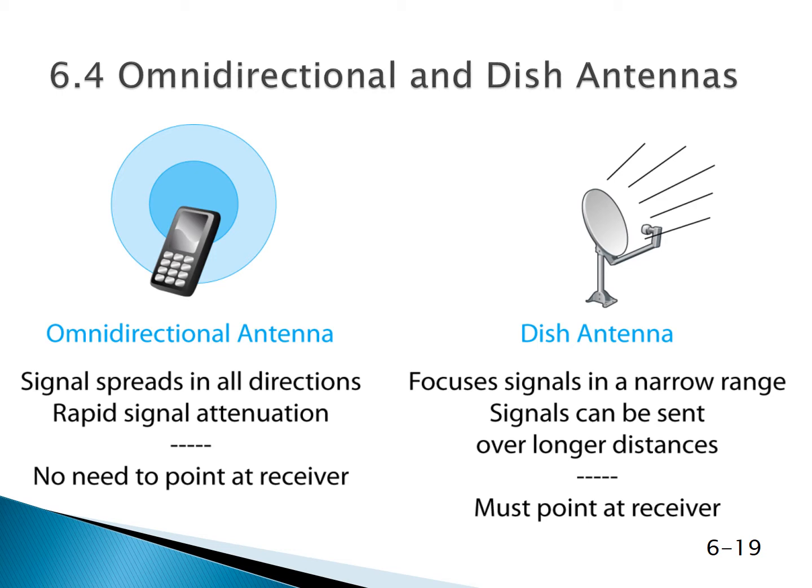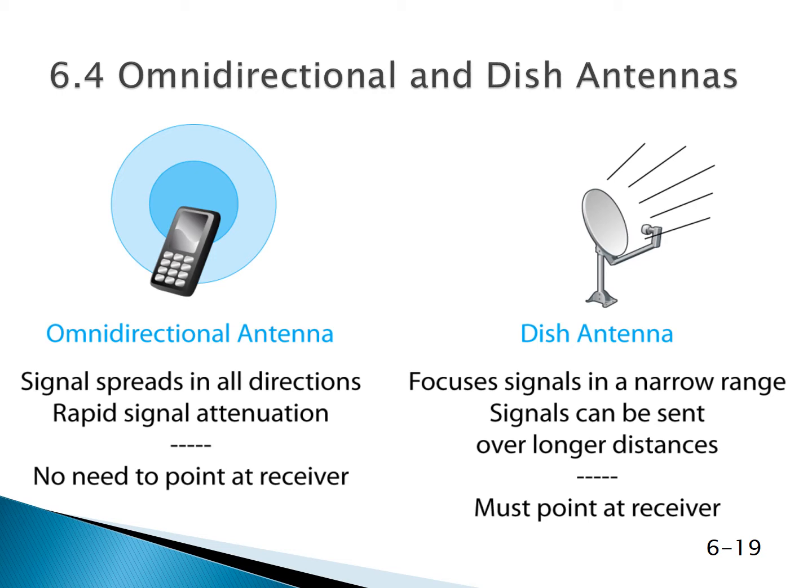So now we'll talk about these antennas. We have something called an omnidirectional antenna. That means they will send signals in all directions. And when you send in all directions, normally that means the signal will be weaker, and there will be rapid signal attenuation. That means it will become weaker and weaker. The good thing is you don't need to point it at the receiver. So it's getting signal from all the angles, and it's also sending out signal in all angles.